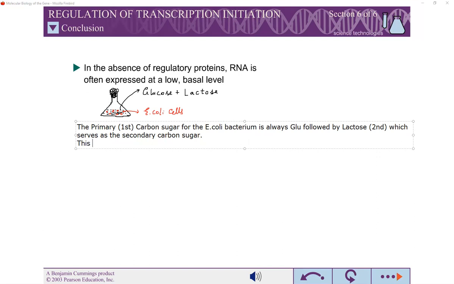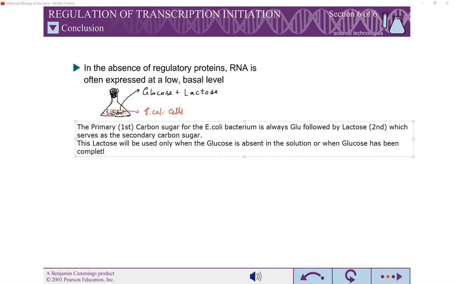This lactose will be used only when the glucose is absent in the solution, or when glucose has been completely used or metabolized.